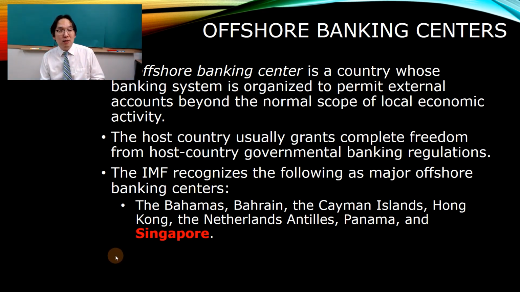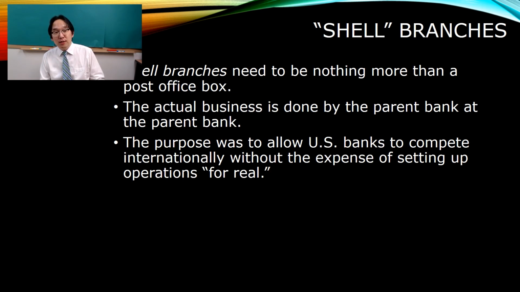Very low tax rates, and a lot of banking freedom, from the perspective of the foreign bankers, right? And then shell branches, right? Paper company kind of things. It needs to be nothing more than a post office box. The actual business is done by the parent bank at the parent bank level. The purpose was to allow US banks to compete internationally without the expense of setting up real operations. So sometimes they needed to set up some foreign paper company offshore, be a vehicle, a special purpose vehicle. A lot of fishy transactions going on.